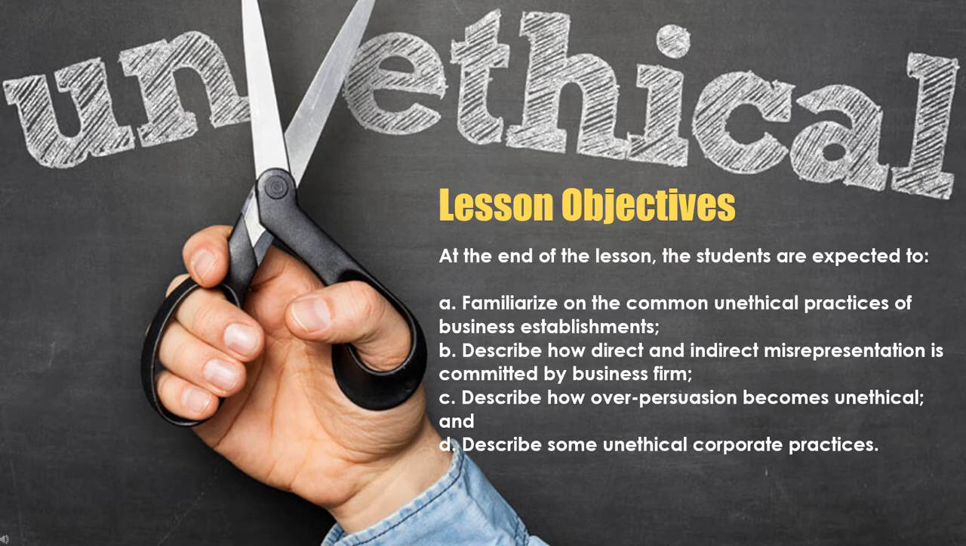Lesson objectives. At the end of the lesson, we, the students, are expected to: A. Familiarize with the common and ethical practices of business establishments such as misrepresentation and over-persuasion. B. Describe how direct and indirect misrepresentation is committed by business firms and how these two types of misrepresentation differ from each other. C. Describe how over-persuasion becomes unethical, and D. Describe some unethical corporate practices.